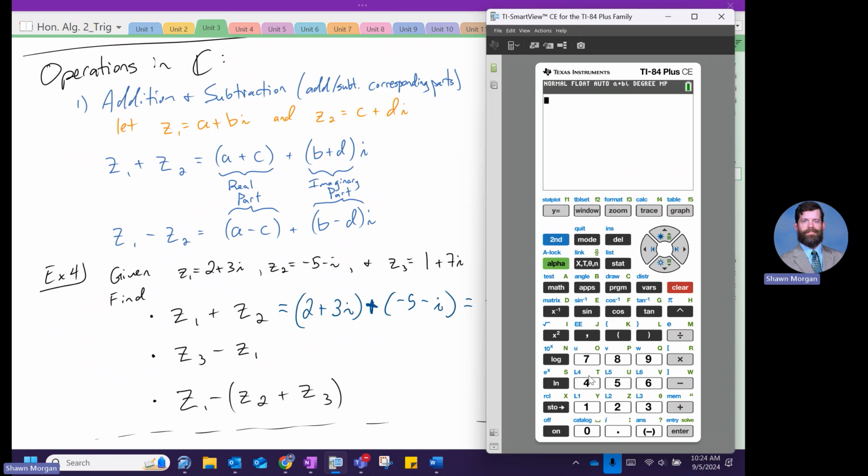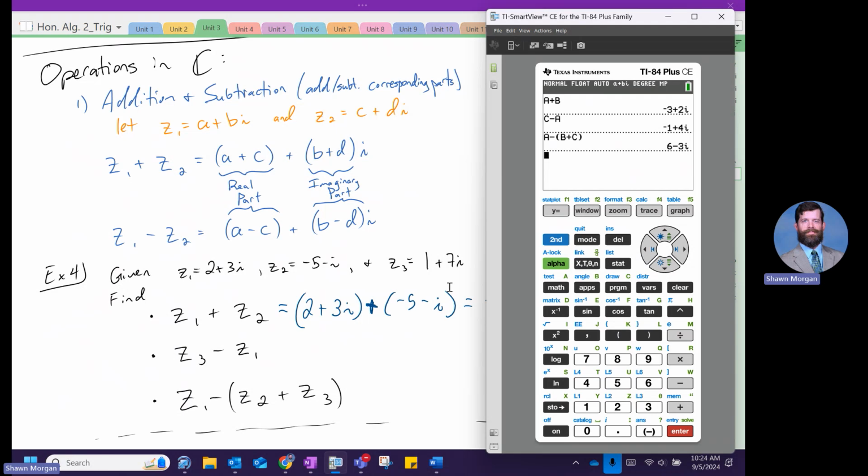So now, what were we asked to do in the first one? A plus B. Okay, what do we have to do for the second one? C minus A. You know what I'm saying? And then we could do A minus quantity B plus C. And there you go. There's those three examples done on your calculator using the STO option.